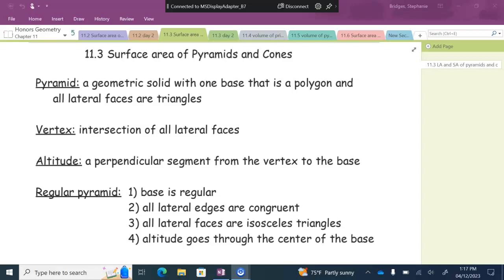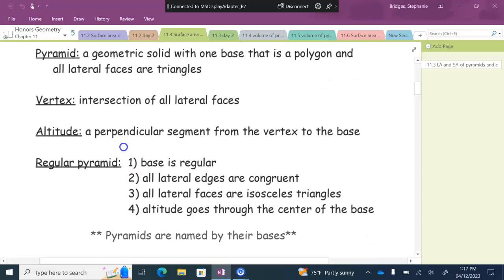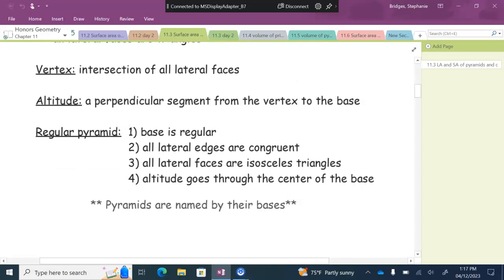Now, one other side note written under here is that pyramids are named by their bases. This would be what kind of pyramid? A square pyramid, yes. And that would be a square pyramid. What kind of pyramid would this be? This is a triangular pyramid. Its base is a regular triangle, which makes it an equilateral triangle, right? Okay. I don't have any other pyramids in here.